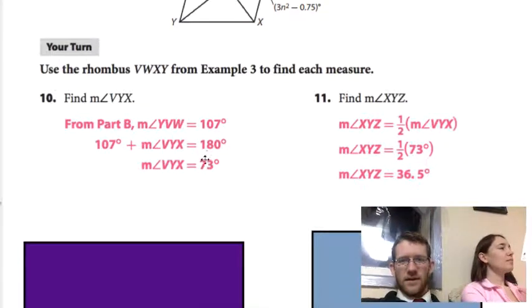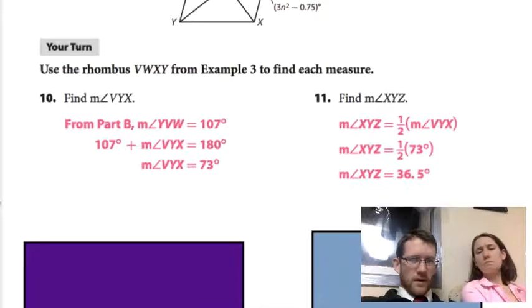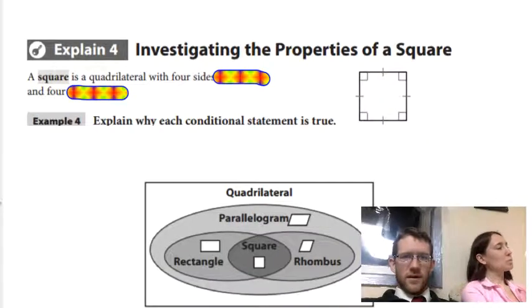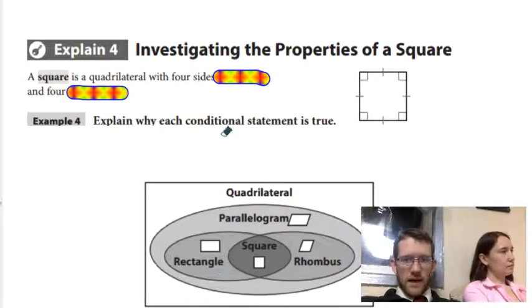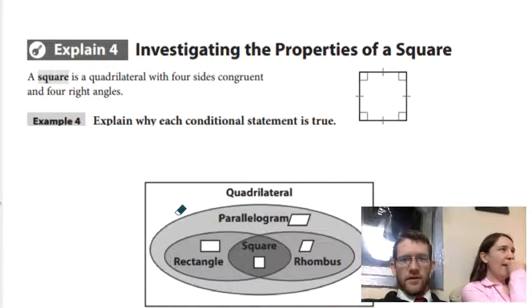Okay, so you should have gotten 73 for that one and 36.5. All right, and then a final reminder here: squares, as it turns out, have 4 sides that are congruent. All the angles are 90 degrees. Therefore, they have all of the properties of both a rectangle and a rhombus.